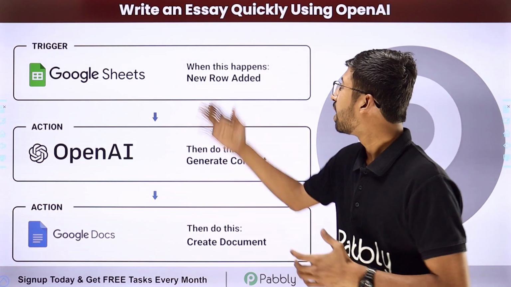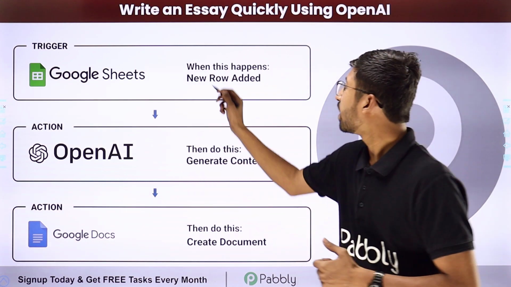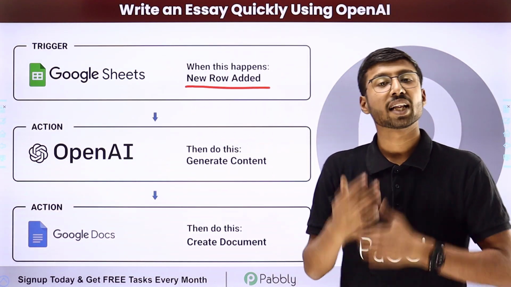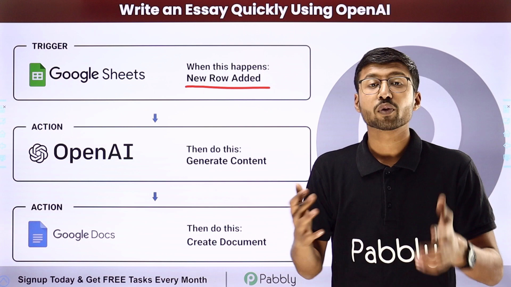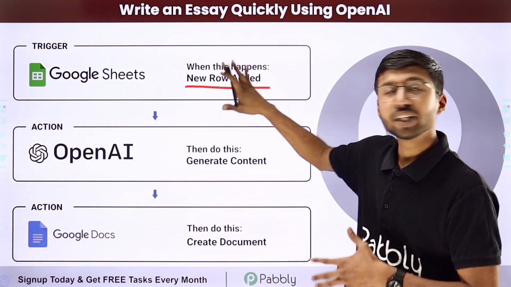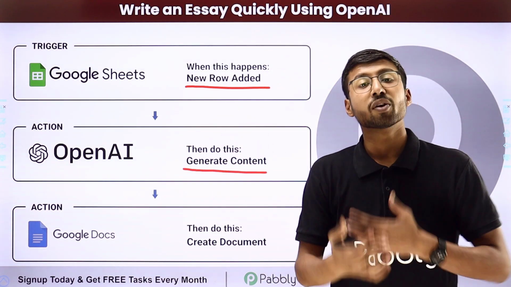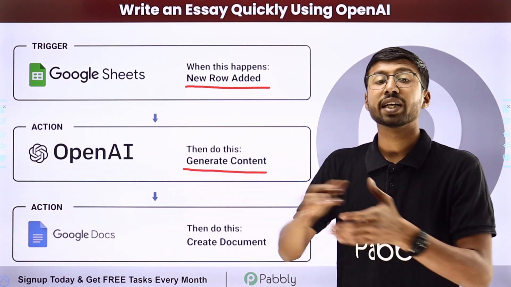In this automation, we have selected Google Sheet as a trigger application. In our Google Sheet, we are adding a new row of data like the title or the prompt, or what kind of content you want to generate. Then after adding those details into the Google Sheet, automatically using OpenAI in this automation, we will be generating or creating the essay.